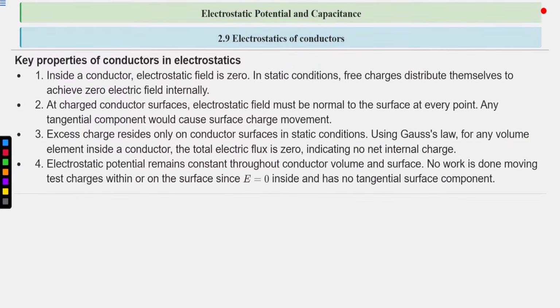Electrostatic potential remains constant throughout the conductor volume and surface. No work is done moving test charges within or on the surface, since E is equal to 0 inside and has no tangential surface component.